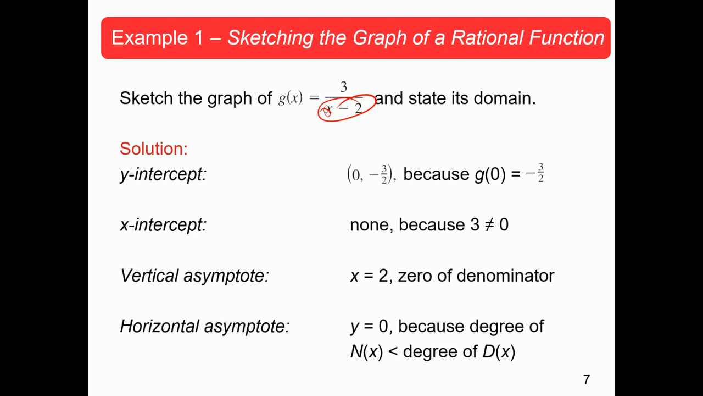The horizontal asymptote is based on the degrees. This has a degree of 0 on the top because there's no x value there. This has a degree of 1 on the bottom. You can just assume there's a 1 next to that x. So because the degree at the top is smaller than the degree on the bottom, we know that it's an automatic y equals 0.